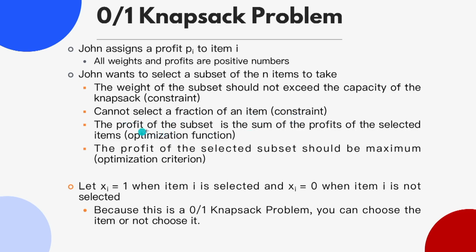The third thing is that the profit of the subset is calculated as the sum of profits of all the items selected to be placed within the knapsack, and that is our optimization function. We are supposed to maximize this function because it is a profit, and the subset with the maximum profit will be taken as the solution for the problem. That is our optimization criterion here.